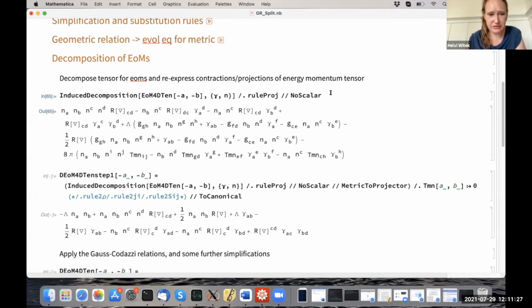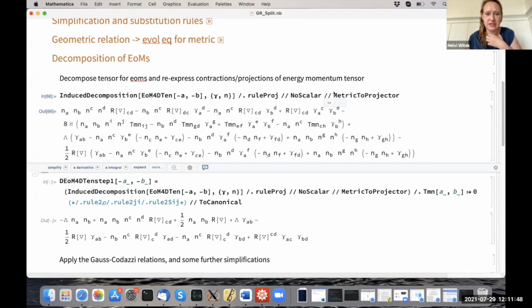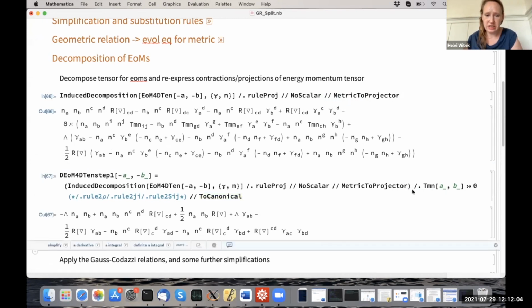And then the last thing: if you look at this output very closely, you see that we still have expressions that involve the four-metric. I want to replace the four-metric fully with 3+1 quantities, so with a three-metric and the normal vector. You can do that very simply by using metric to projector. That will replace all the occurrences of the four-metric with its relation to the three-metric and normal vector. Okay, good. The last thing I've done here is to put the energy-momentum tensor to 0 so that we are focusing really on the vacuum case.